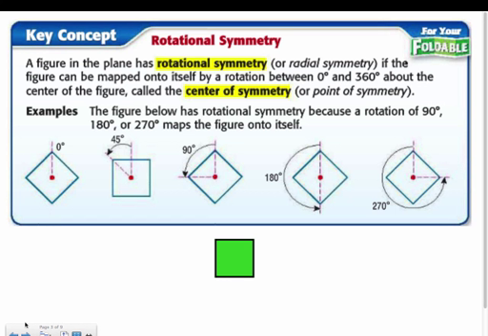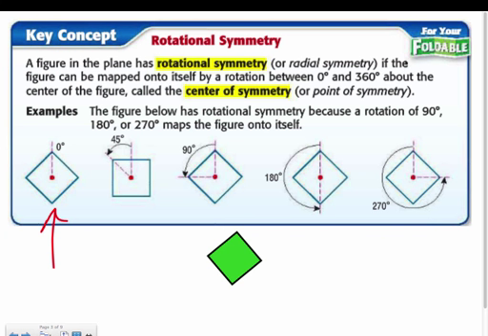We also have rotational symmetry, which means as I rotate an object about a center, if I can rotate it back to its original shape, it has rotational symmetry. So taking a look at this square, for example, I better get it to its starting point right here. Okay? So this is my original shape right here, this diamond square.